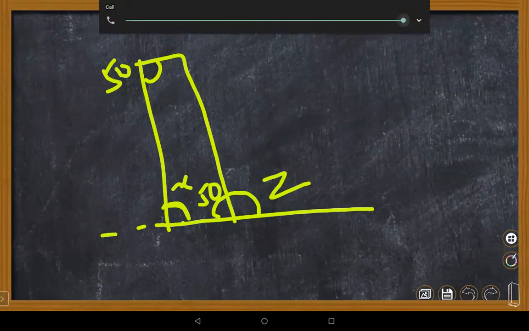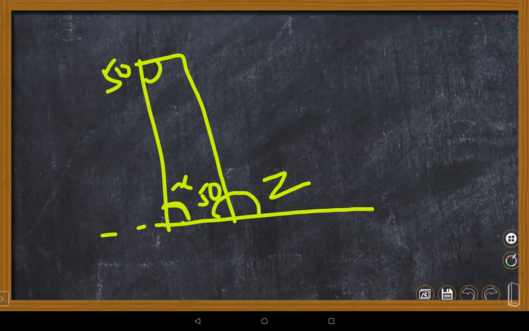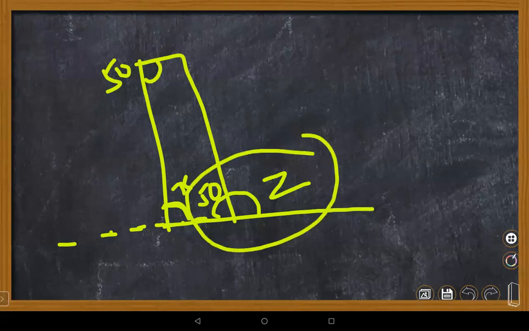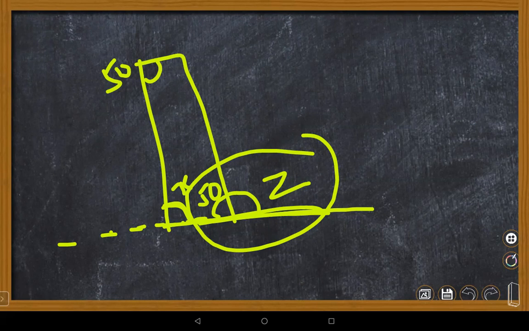I didn't get your voice, Bhavya. Yeah, absolutely, it is corresponding. Why? Because if you take this line as an extension line, this is nothing but what angle? Is it a straight angle, Nitya? So Z plus 50 equal to 180. Yes, that way also you will get 130 as the Z value.